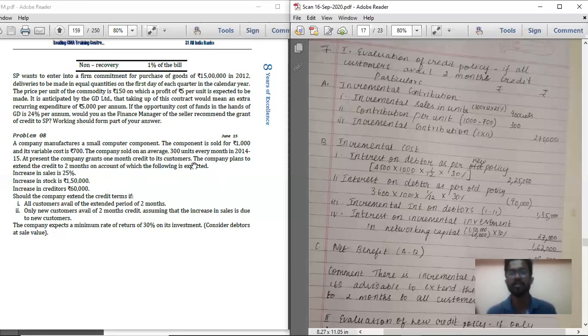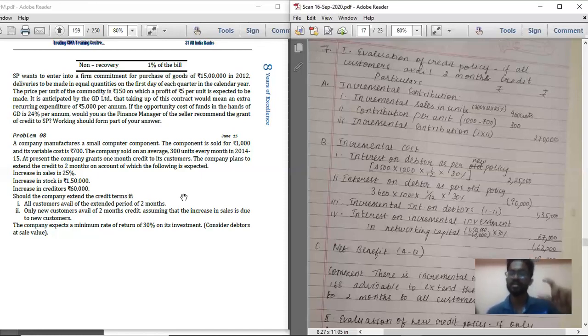Interest on investment blocked in debtors as per old policy is, below that record, open a bracket, 3,600 units previously sold as per old policy into what is the selling price? There is no change in price. So 1,000 rupees, 3,600 into 1,000 into existing credit period is 1 month. So into 1 by 12 into return expected is 30% return on investment. So into 30%. Now close the bracket. So this is the interest on debtors as per old policy.